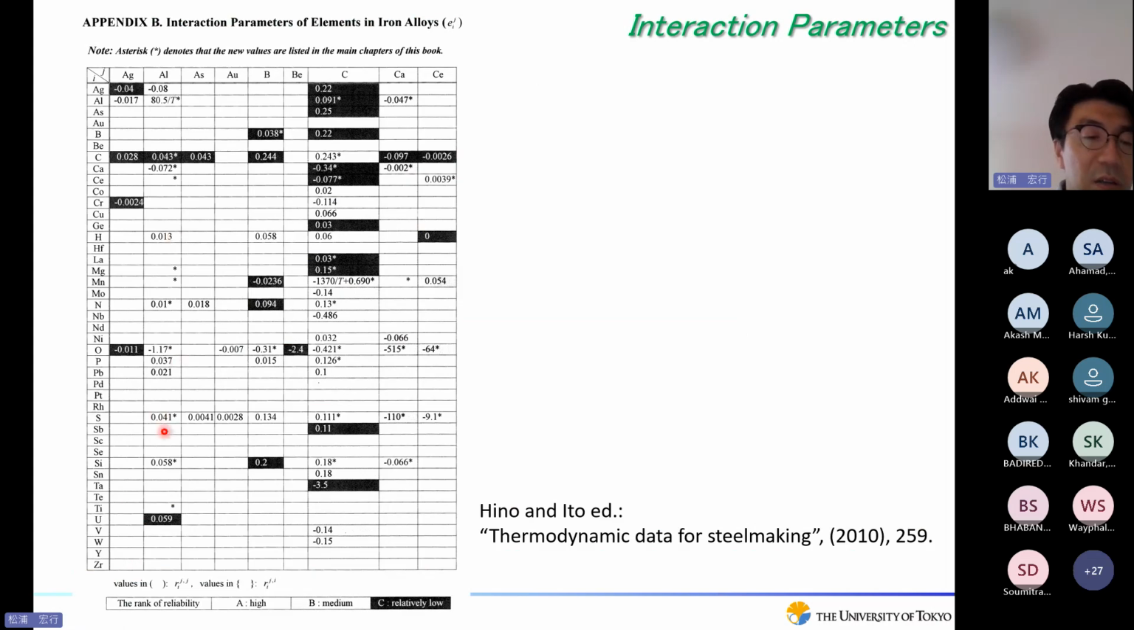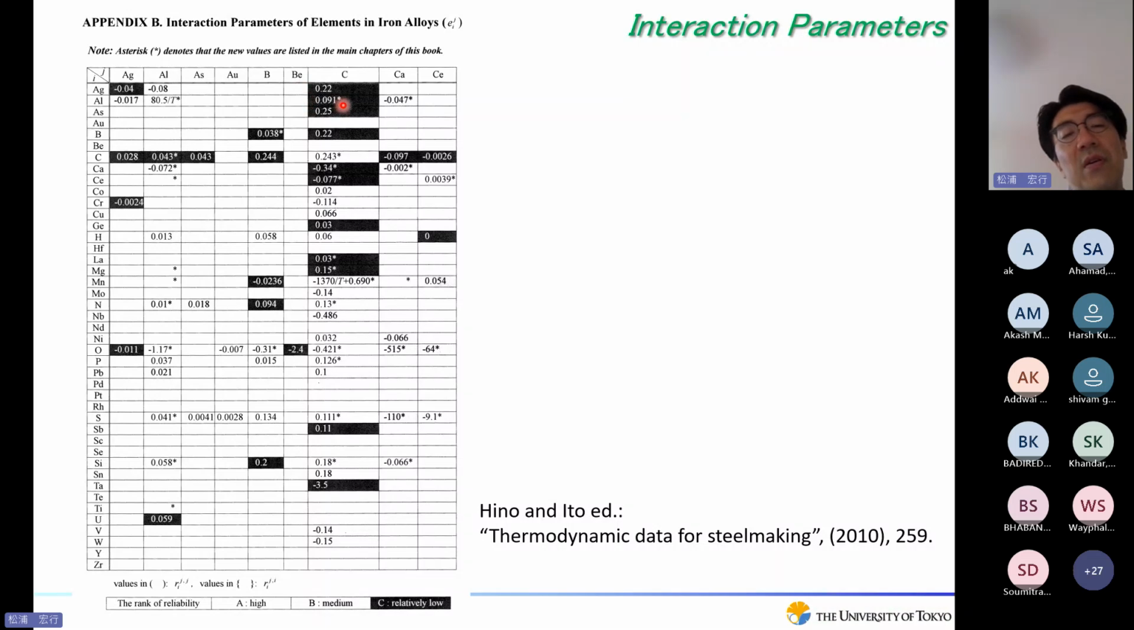In many textbooks, the interaction parameters are summarized in the form of a table like this. This is just one example published in Japan. You can use these data if they are applicable for your system. These parameters are mostly shown as a constant, in which case you may use them at the temperature of 1600 degrees C. But some parameters are shown as a function of temperature. In that case, you can extend somehow from the liquidus temperature to a higher temperature, like 1700 degrees C.